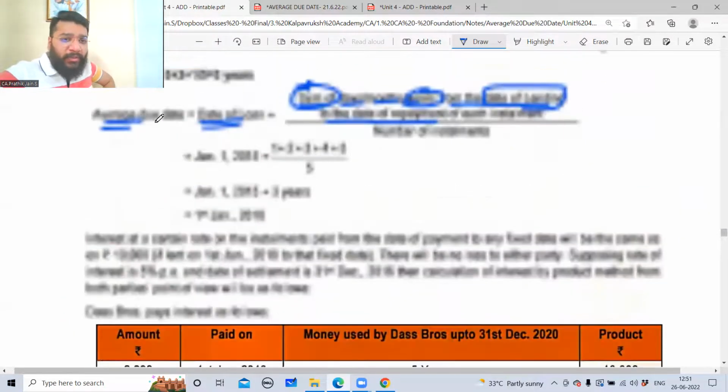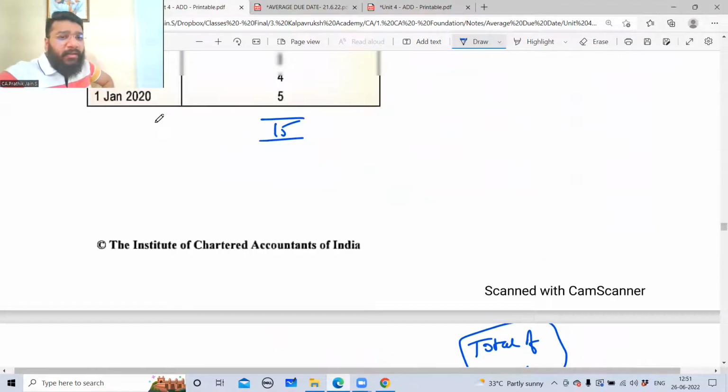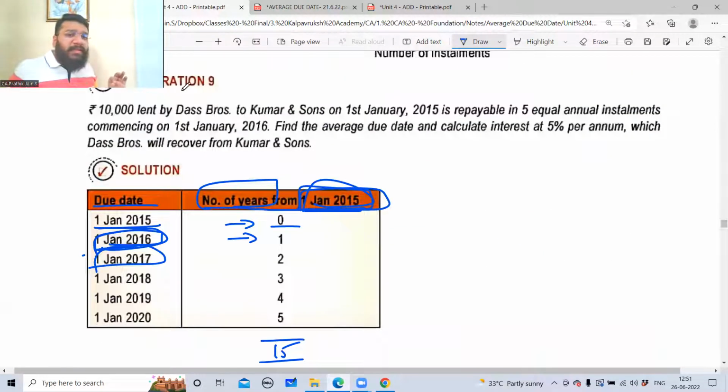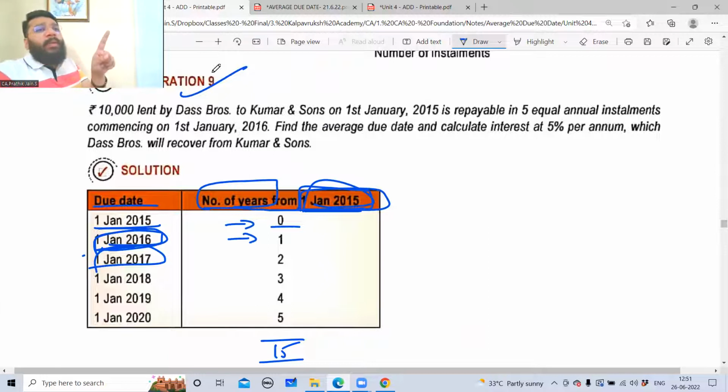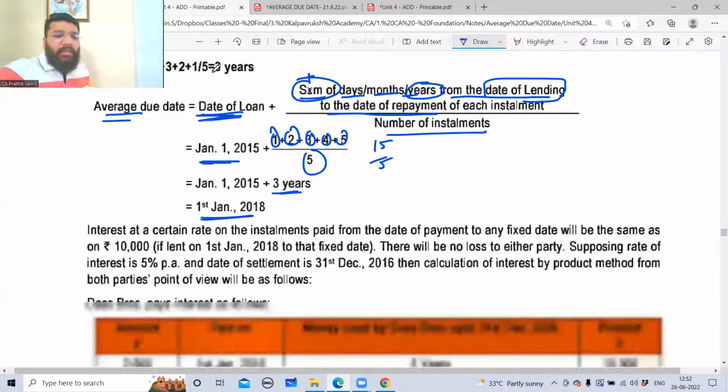So are you clear with the first question, guys? As long as the first question is concerned, we did it in both the ways. This illustration 9, we did in both the ways. What is the first way? The first way was the normal average due date method, the same formula we did. And the second method, we did in this way, where the formula is going for a change.